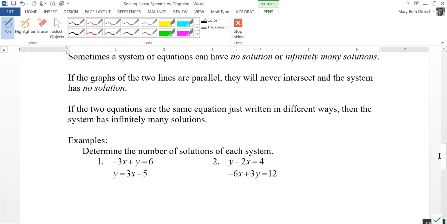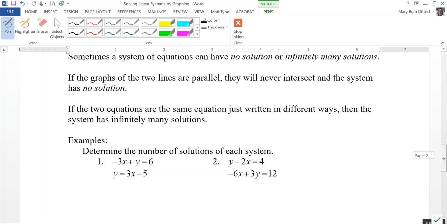Sometimes a system of equations can have no solution or infinitely many solutions. If the graphs of the two lines are parallel, they will never intersect each other and the system has no solution. There is no ordered pair that is going to work in both of those equations. If the two equations are the same equation, but just written in different ways, then the system has infinitely many solutions because it's almost as though you were graphing one line right on top of the other.